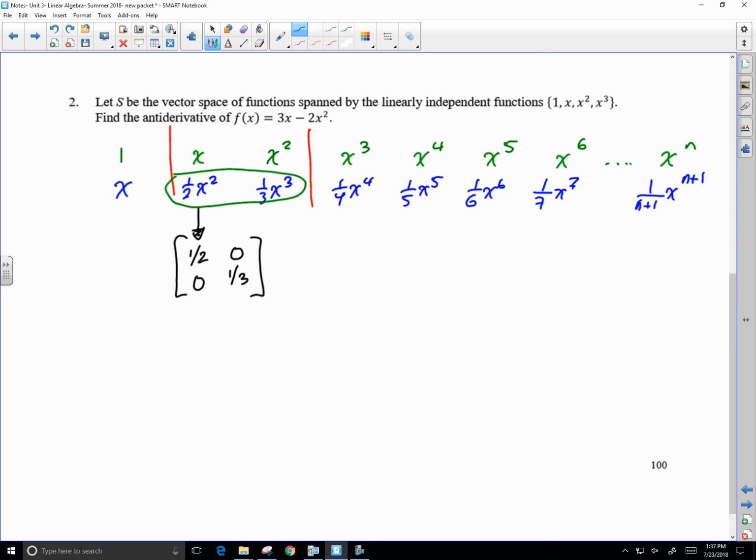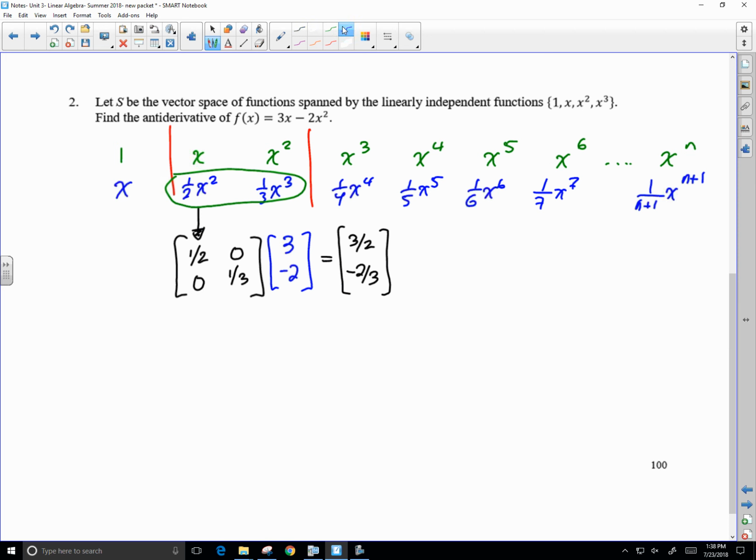The function that we're given has coefficients still in the same subset. That's the word. So we want to map from power of 1, power of 2 to power of 2, power of 3. So coefficients here, 3, -2, matrix multiply. We're looking at 3/2, -2/3.